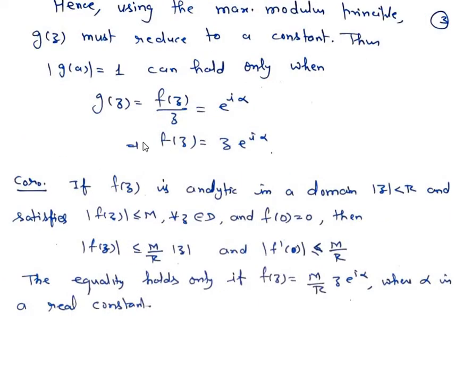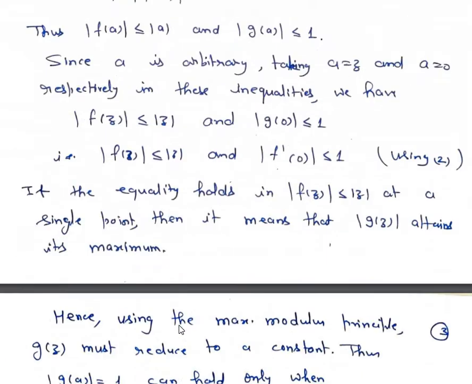A corollary of this Schwarz lemma is given by: if f(z) is analytic in a domain mod of z less than R and satisfies mod f(z) less than or equal to M for all z belonging to D and f(0) is equal to 0, then mod of f(z) is less than or equal to M upon R times mod of z and mod of f dash 0 is less than or equal to M upon R. The equality holds only if f(z) is equal to M upon R times z e to the power i alpha, where alpha is a real constant. So the proof of this corollary is similar to this proof.